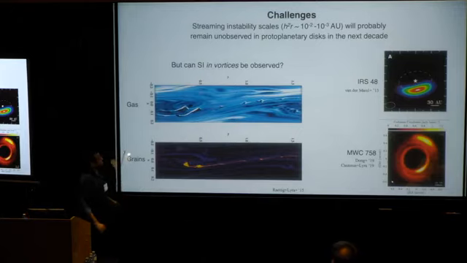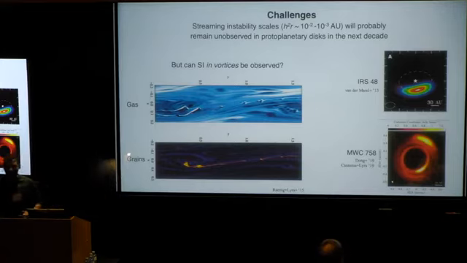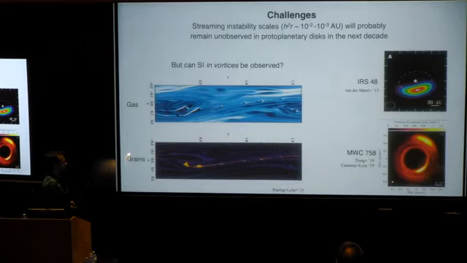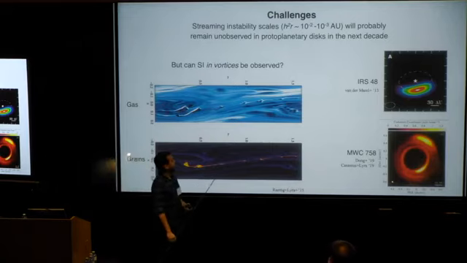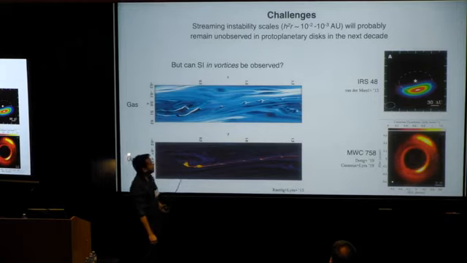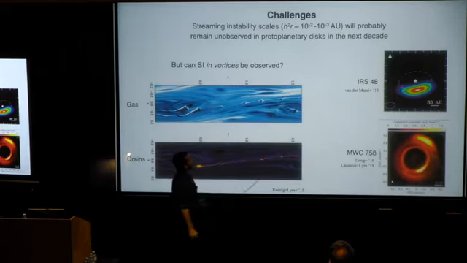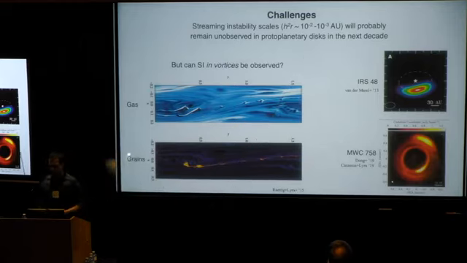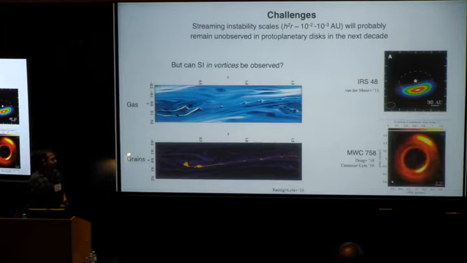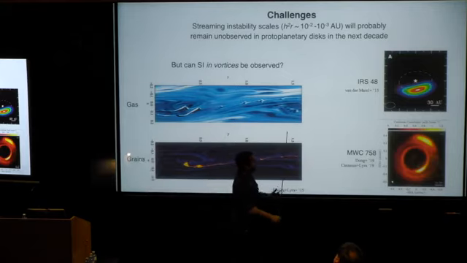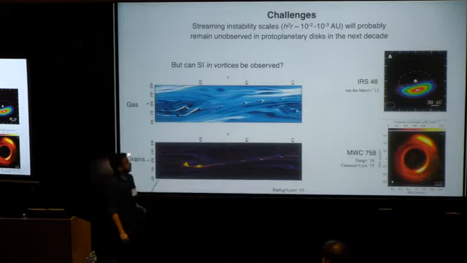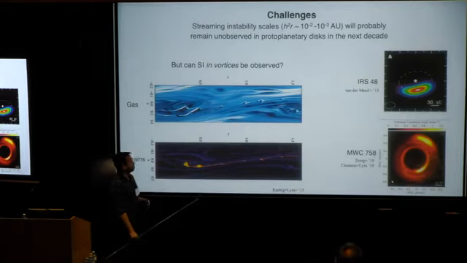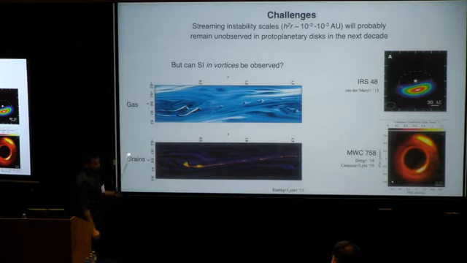Another challenge is that the scales of streaming instability probably will remain unobservable in the next decade, because here we would have about 10 to the minus 2 to 10 to the minus 3 AU. The observations are now barely able to probe the region at 1 AU-ish in the disk. So to reach that will still take large advances in the instrumentation.